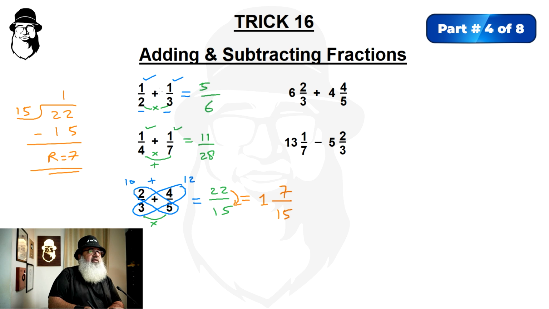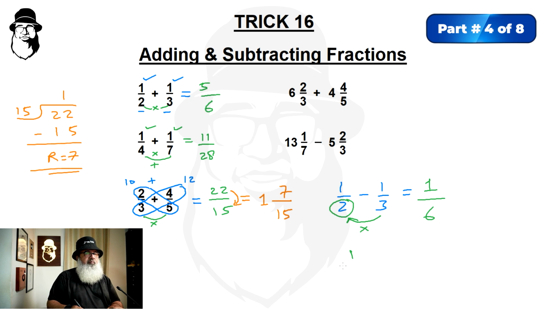Okay, if we have the same fractions but the sign is negative, let's do that. 1 over 2 minus 1 over 3 is, we subtract this 2 from this 3. 3 minus 2 is 1 and then we multiply them to get the denominator.